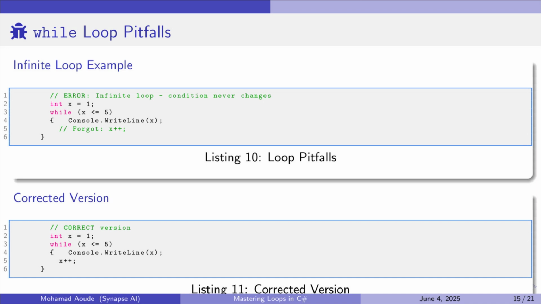As with for loops, you can create infinite loops if you never update the condition variables. Here, x is never incremented, so x <= 5 is always true. The correct version adds x++ inside the loop. Always confirm that your loop can eventually reach a condition where it stops.